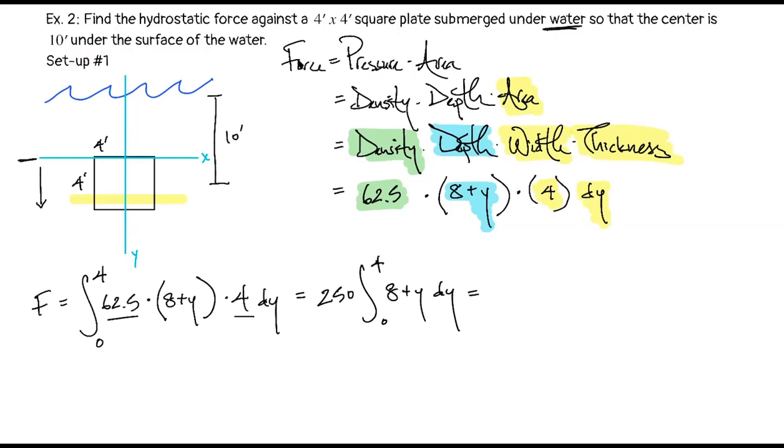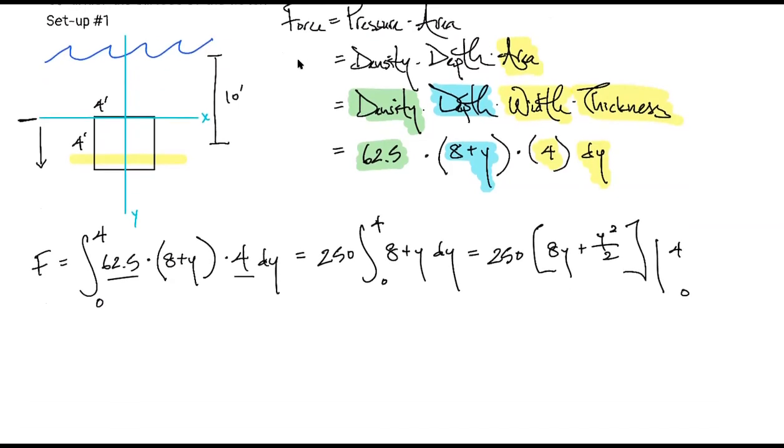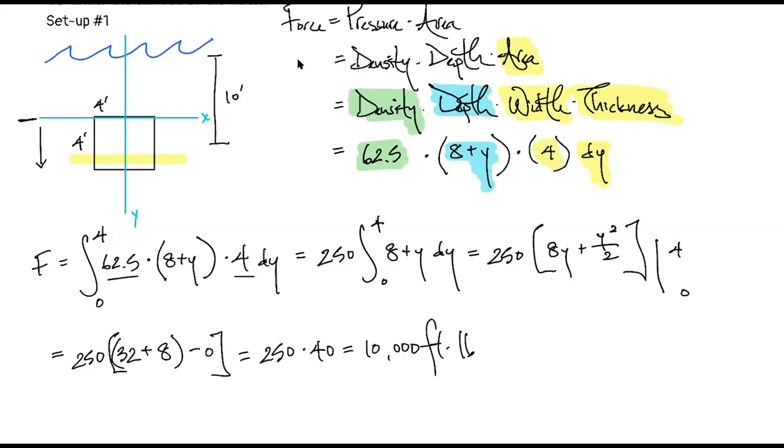Okay. And so when we integrate, we've got 250 times 8y plus y squared over 2, plugging in 4, plugging in 0. And so that will give us 250 times 4 times 8 is 32, plus 16 over 2 is 8, and then minus 0, because when I plug in 0, everything goes away in my integral. And so I end up with 250 times 40, or 10,000 foot-pounds.